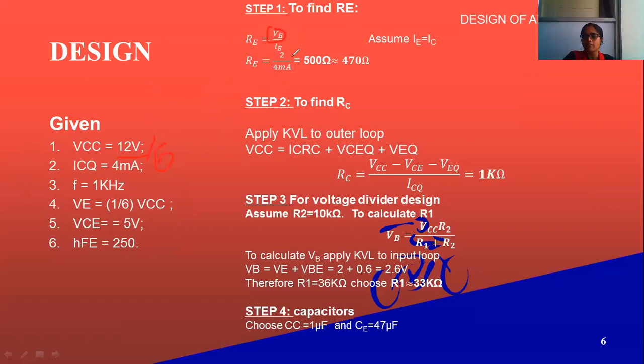RE I can calculate by using 2 volts divided by 4 milliampere, where 4 milliampere is the quiescent collector current. Therefore, I got the value of RE as 500 ohms. The nearest approximate resistance available in the lab is about 470 ohm. Next, I need to calculate the collector resistance.